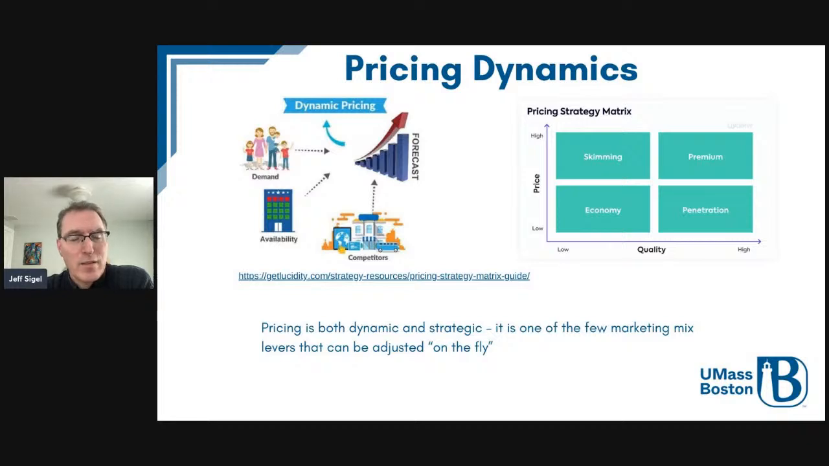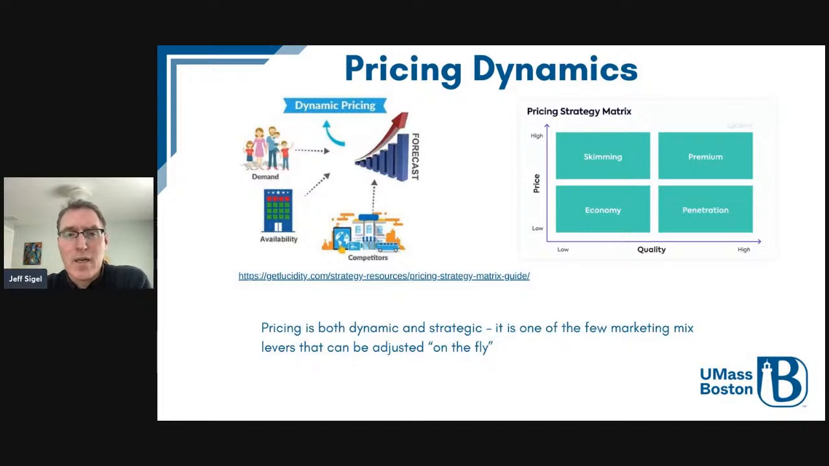And so what my competitors are going to do, what is going to happen to supply and demand and forecasting, all lead to this idea that pricing is dynamic. So you often set a base price, but then you're changing that base price based on sales and promotions and what's going on in the market. So pricing is not a static thing.